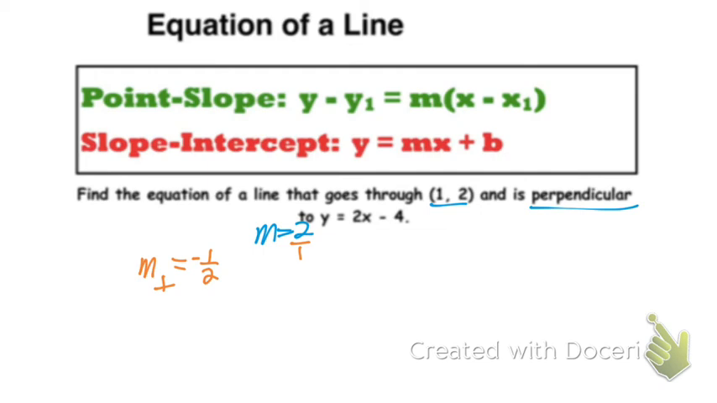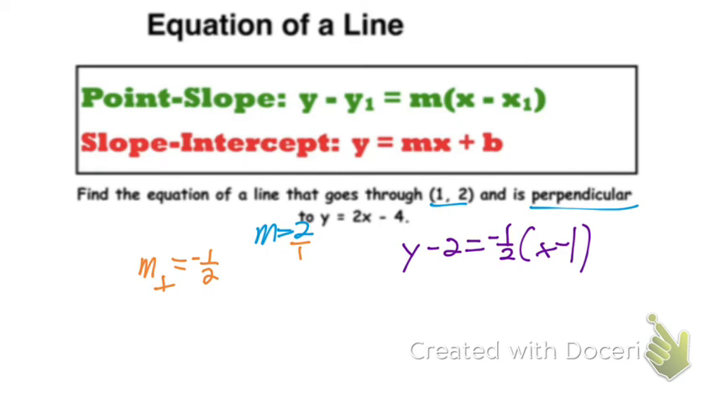Now, do we have the point and the slope? We do. Y minus 2 is equal to negative 1/2 times x minus 1. Let's throw this in point slope form and get in our vehicle and drive over to slope intercept form.